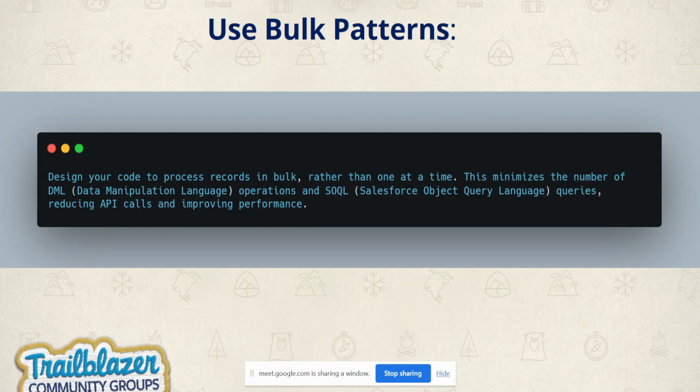So the first feature: use bulk patterns. As you know, Salesforce is a powerful platform for building customized applications, but it is essential to optimize your code to ensure your application runs in an efficient way and performs well. Code optimization in Salesforce involves improving the speed, scalability and resource utilization of your custom code and configuration. So I will show you some best practices and code optimization techniques.